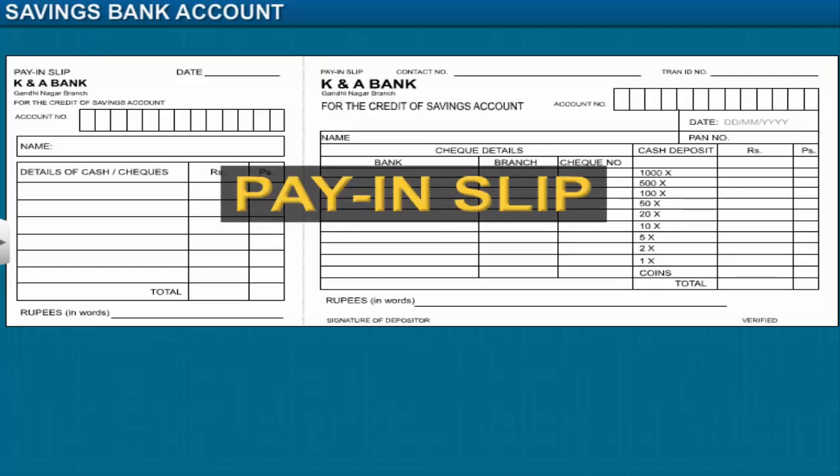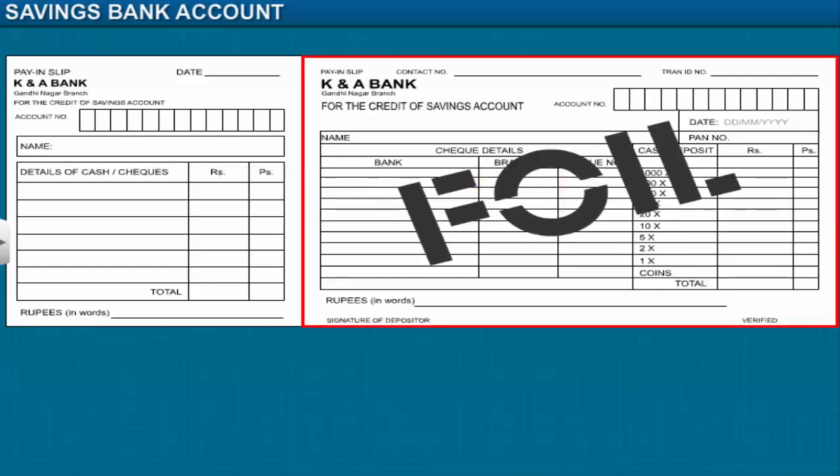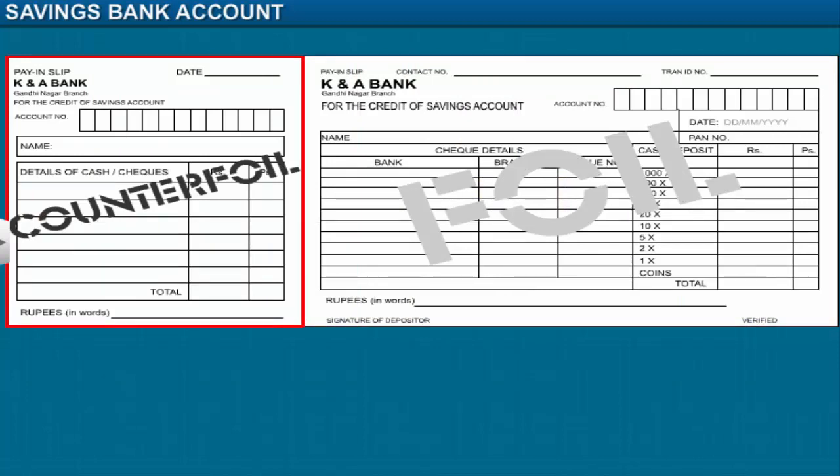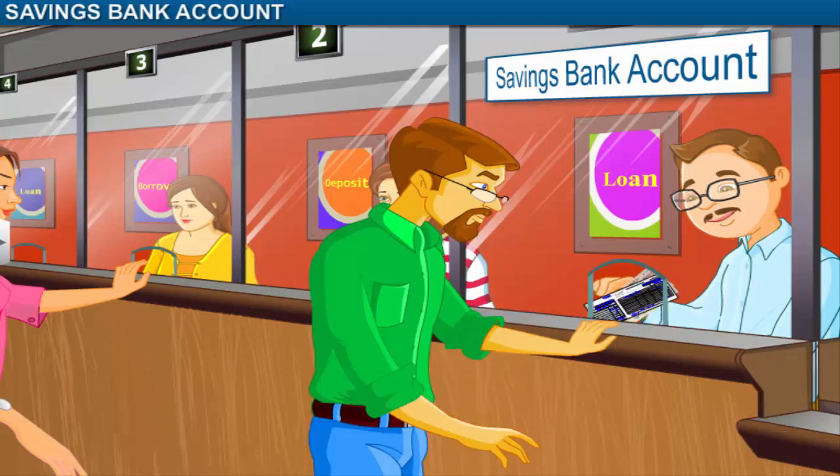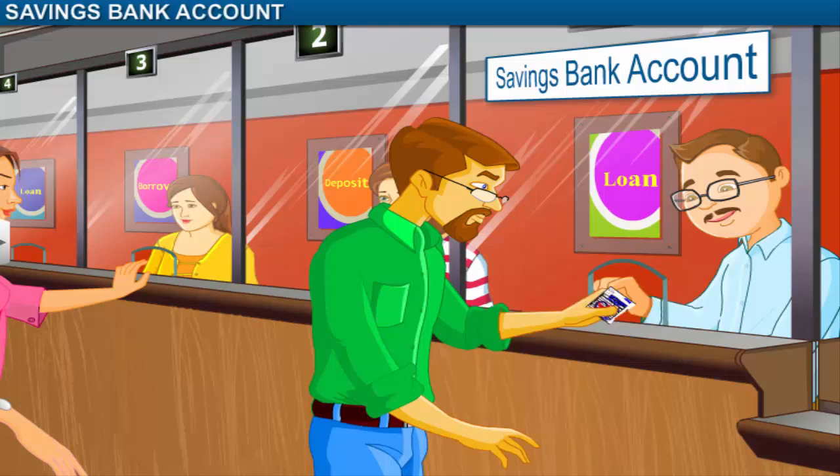The slip has two parts, a foil and a counterfoil, in which details like the account holder's name, account number, date, and amount to be deposited are filled in and duly signed by the depositor. An account holder has to fill up this form and give it to the cashier along with the money to be deposited. The cashier puts the seal and his signature on both the parts. The counterfoil is returned to the customer as a receipt, and the foil is kept in the bank's records.